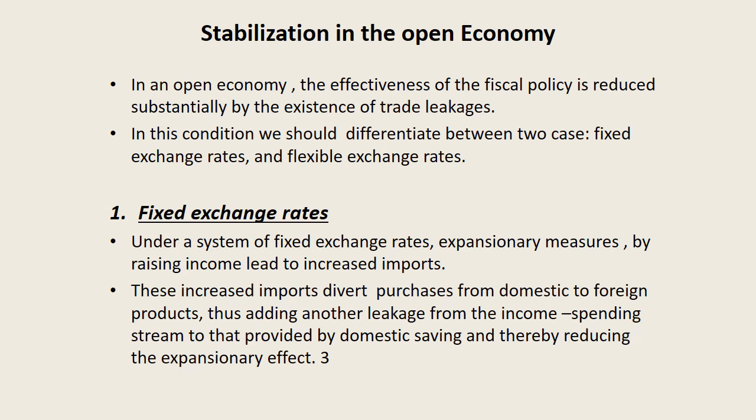Let's start with the first case, which is stabilization in open economy under fixed exchange rates. Under a system of fixed exchange rate, expansionary measures by raising income lead to increased imports. This increased import diverts purchases from domestic to foreign products, thus adding another leakage from the income spending stream to that provided by domestic saving, and thereby reducing the expansionary effect.